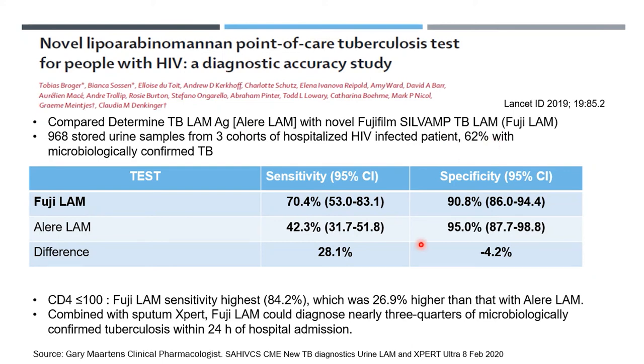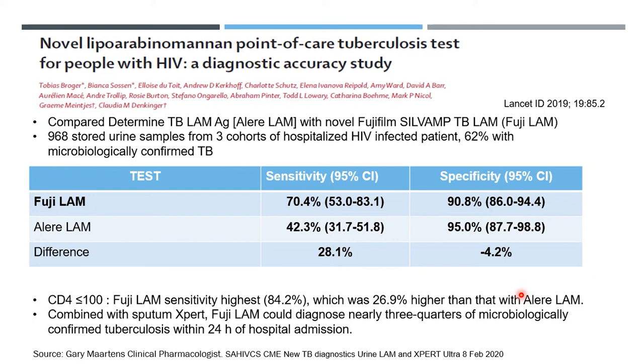When they looked at the relative sensitivities and specificities comparing the two, you can see that Fuji LAM certainly did much better than the Alere LAM in terms of its sensitivity and the ability to pick up TB in those clients that had microbiologically confirmed TB. The specificity was a little low. What they also found is that it was most sensitive, as we would expect, in those with CD4s under 100, and this was 26.9% higher than Alere LAM. Certainly more studies are going to be needed to look at the utility of using this modality.